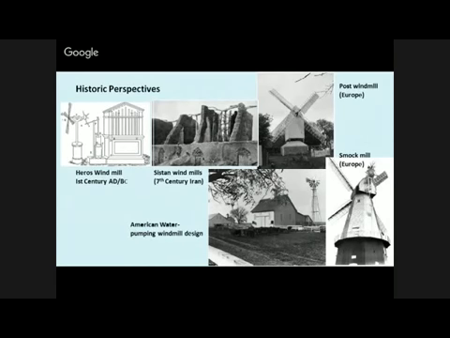From a historical perspective, Hero's windmill was used in the first century AD/BC, almost for grinding of grains. Then in the 17th century in Iran, cistern windmills were used for cooling of buildings. In the last century, post windmills and smock mills were used in Europe. And in the United States, windmills were used for pumping water.